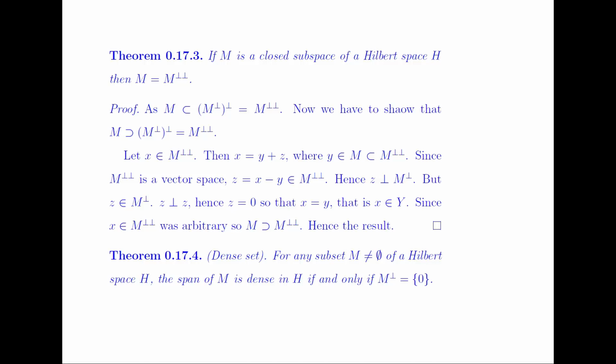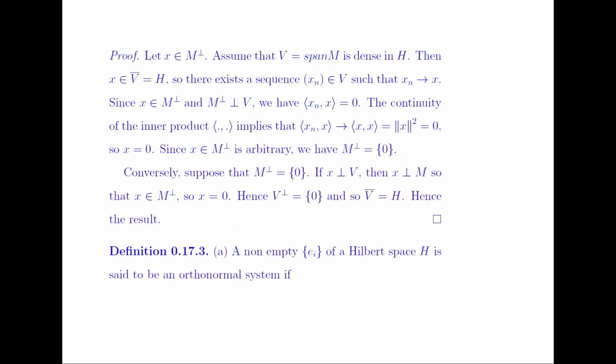So now we discuss the denseness in this. For any non-empty subset M of a Hilbert space H, the span of M is dense in H if and only if the orthogonal complement of M is the zero vector. So let x belong to the orthogonal complement of M and assume that V, the span of M, is dense in H. So by the definition of denseness, we have V bar is equal to H. So there exists a sequence xn belonging to V such that xn converges to x. And since x belongs to the orthogonal complement of M and the orthogonal complement of M is perpendicular to V, we have the inner product of xn comma x is equal to 0.